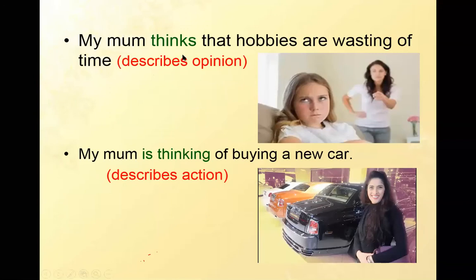Thinks here describes an opinion. It's her opinion. It's present simple. So with the state, we use the present simple. My mom is thinking of buying a new car. It describes an action. My mom wants to take an action. Okay, so what is the difference between the two sentences? The verb think is from the stative verbs. It must come in simple form. But here, when I'm using it with a continuous form, it expresses an action.